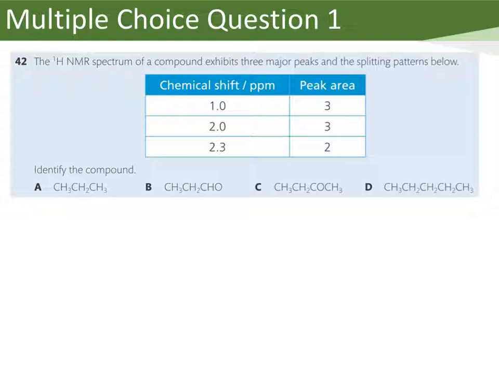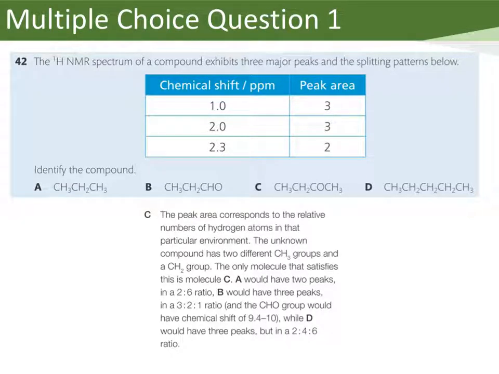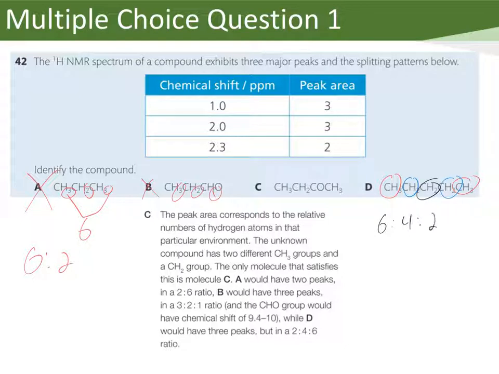Alright, you ready? The answer is C. The peak area is the integration curve, showing how many hydrogens there are: 3, 3, and 2. Peak area corresponds to the relative number of hydrogen atoms in that particular environment. So let's look at the molecules here. This is propane. These 3 would actually be 6 and 2, so that would be 6 to 2. So it can't be A. B would be 3 to 2 to 1. Can't be B. C, these three are the same as those 3, these 2 are the same as those 2, and then those 2 are the same. So I would have 6 to 4 to 2, which is the same as 3 to 2 to 1. So it can't be D.